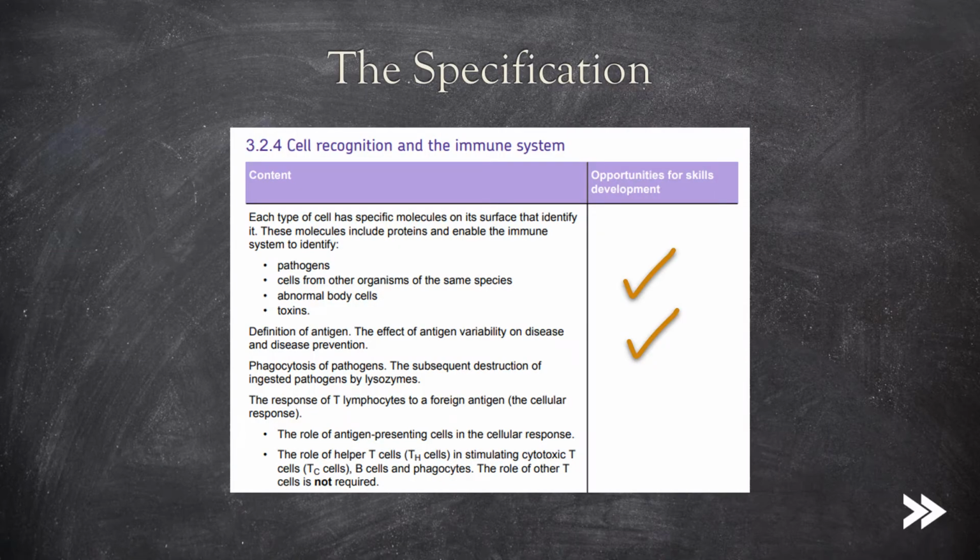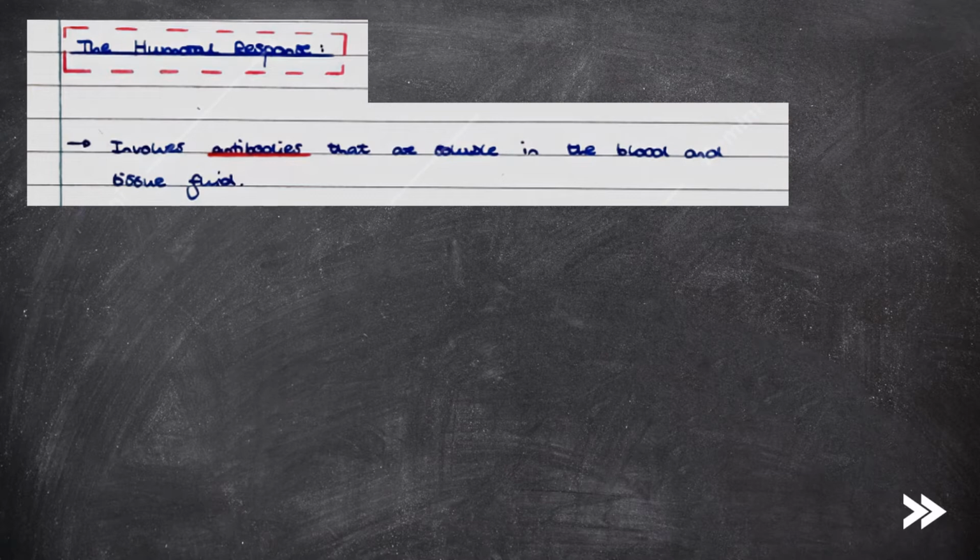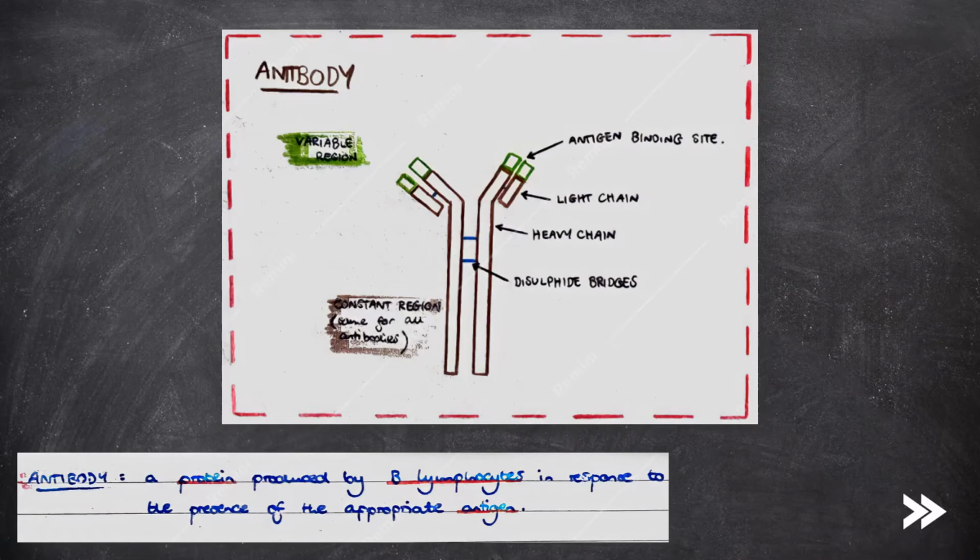Nice, so now that we've covered phagocytosis and the cell-mediated response, we can move on to the humoral response. So the humoral response involves antibodies that are soluble in the blood and tissue fluid. So the spec requires us to know the definition of antibodies. So here it is. Antibodies are proteins produced by B lymphocytes in response to the presence of the appropriate antigen.